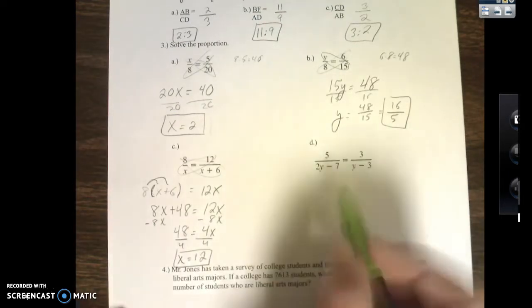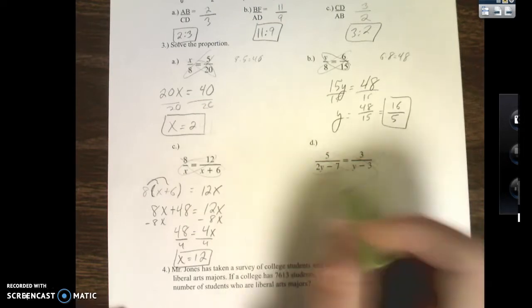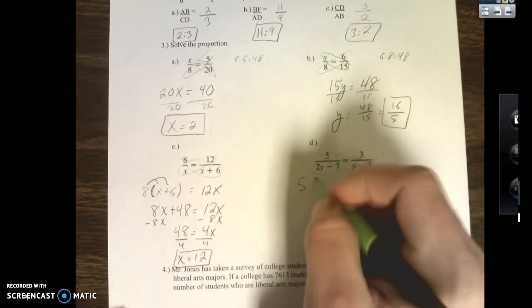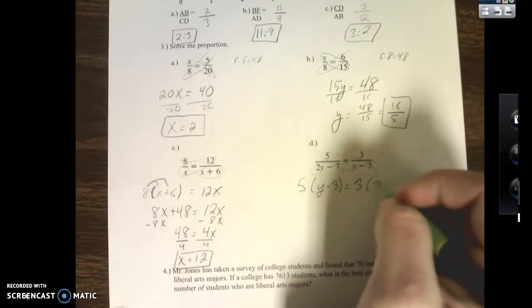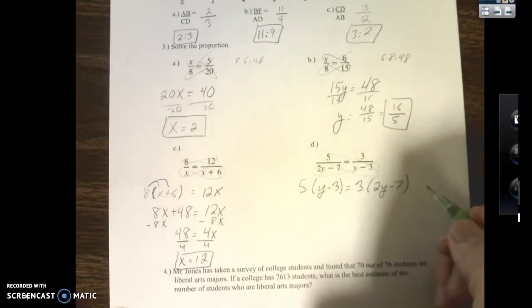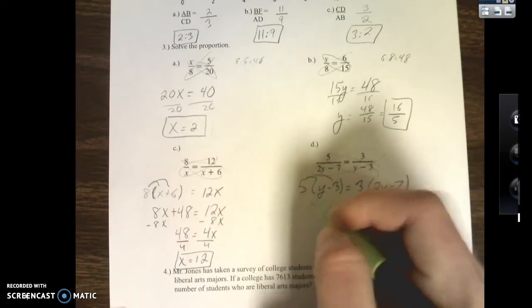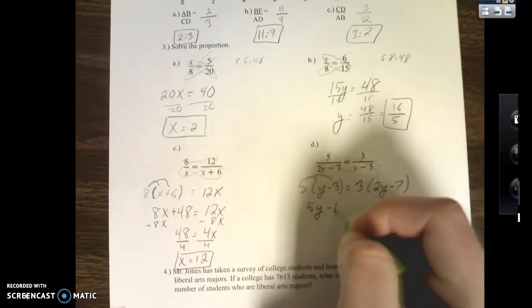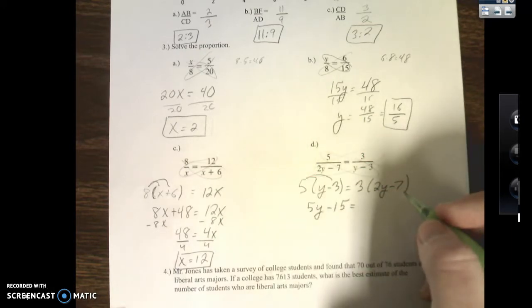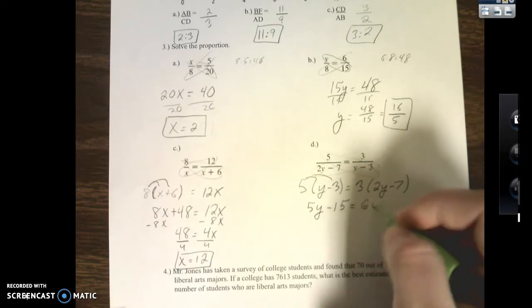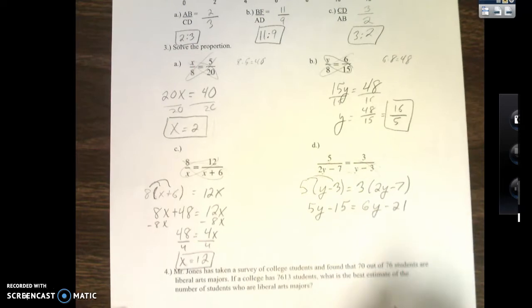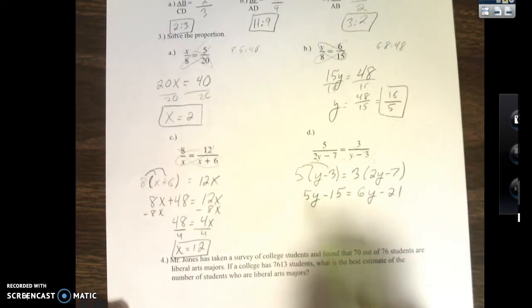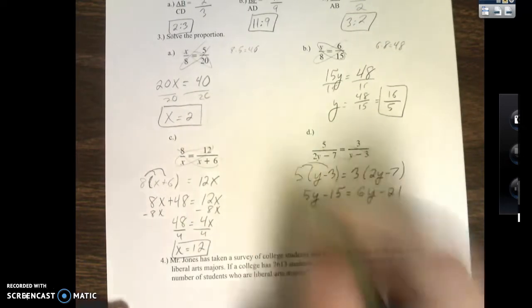Okay. Lastly, okay, again, much the same. 5 times y minus 3 equals 3, parentheses 2y minus 7. Okay, I'm going to distribute 5y minus 15 equals 6y minus 21. Cool. I'm a super positive guy, just like you guys all should be too. So I'm going to try to keep the y's positive. I'm going to subtract 5y from both sides.